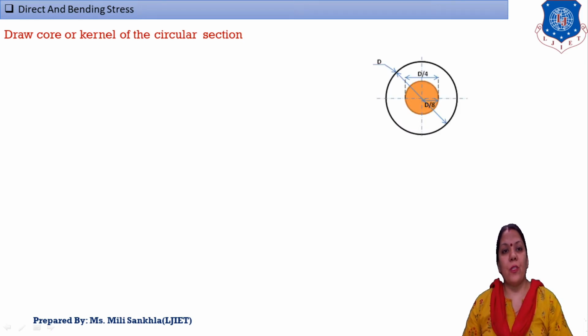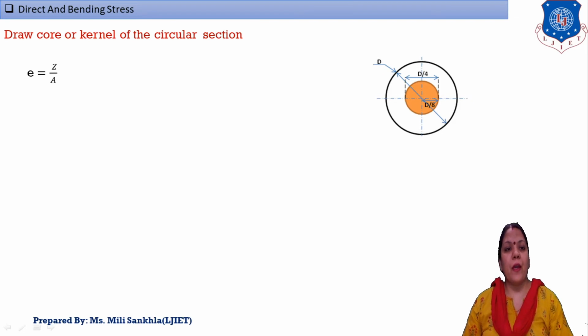Now for the circular section, I take one figure. In this figure, the diameter of the circular section is D, and this middle portion is the core and kernel for the given circular section. We find out this value. This is Ex and this is Ey. In this figure, the total of this Ex and this Ex is D by 4. Now one by one we find out the value of Ex, which is D by 8, as we will prove.